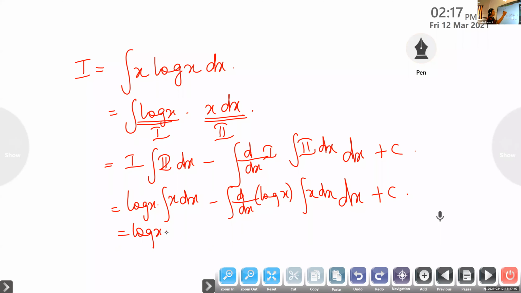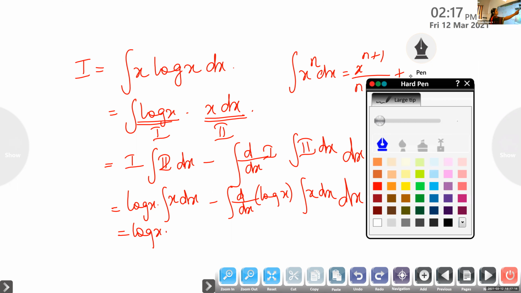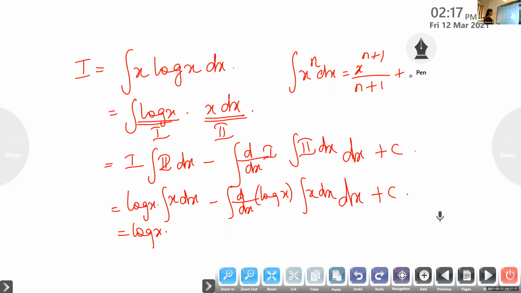What is integral of x raised to n? Recall the formula. X raised to n plus 1, increase the power, and divide it by the same, plus c. So, what will be the answer? Integral of x is x raised to 2 by 2. Very good. Minus integral of derivative of log x.